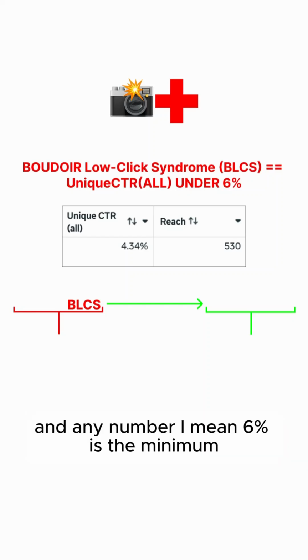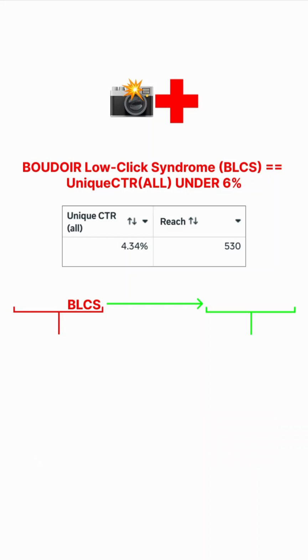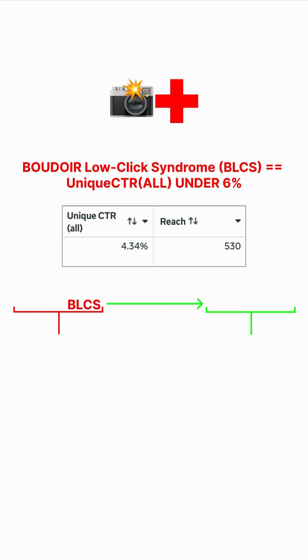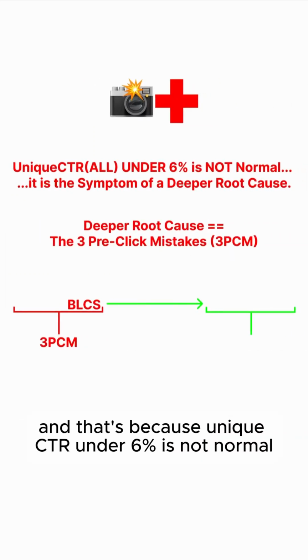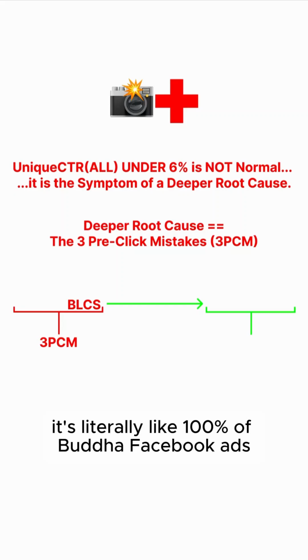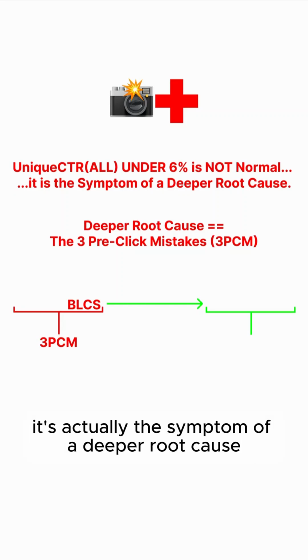And 6% is the minimum. Every Boudoir Facebook ad can be above 6% easy. Even if I put in no effort, I get it above 6%, 100% of the time. So below 6%, we got issues, and that's because unique CTR under 6% is not normal. It's extremely common, literally 100% of Boudoir Facebook ads I've seen, but it's not normal. It's actually the symptom of a deeper root cause.